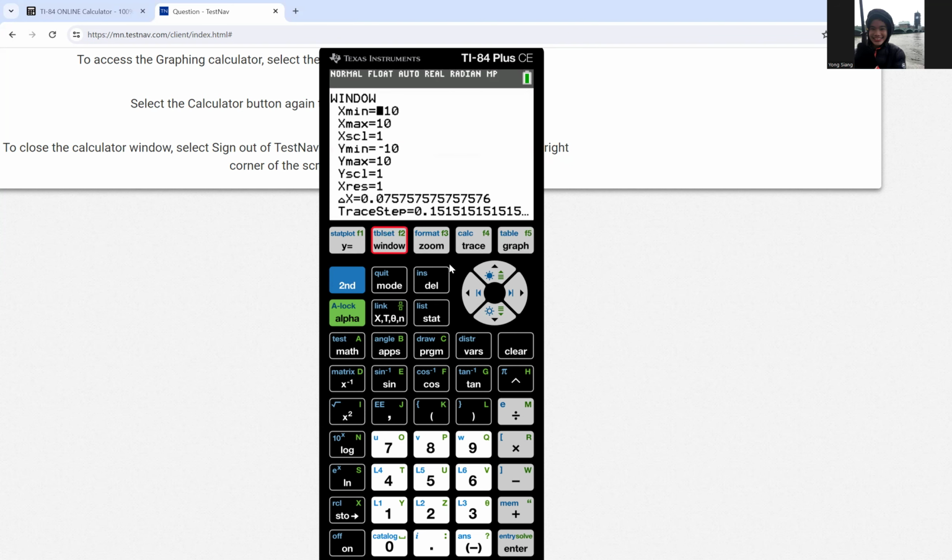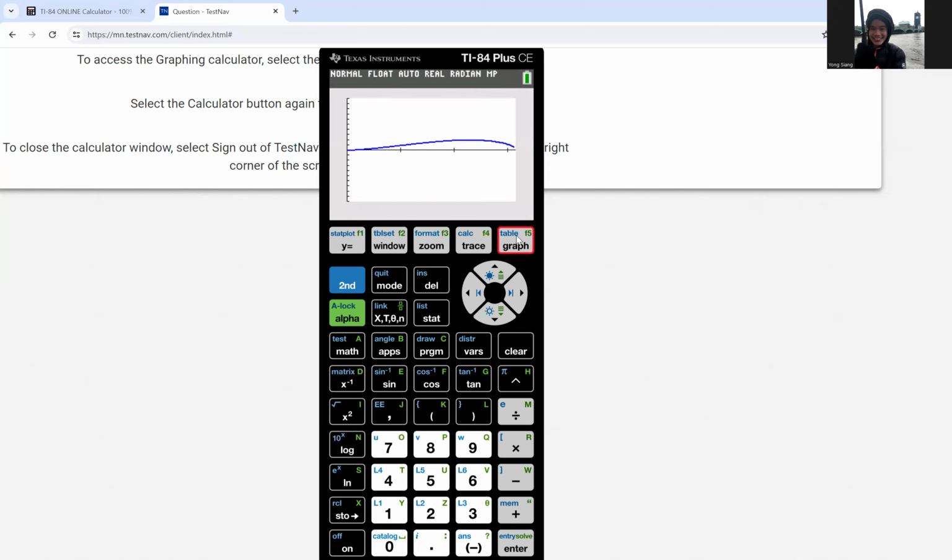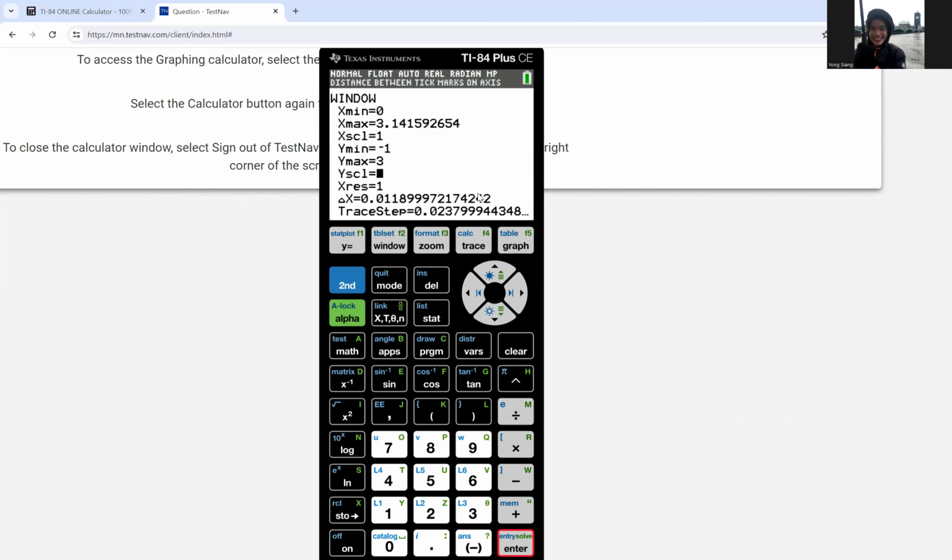So what I'm going to do is go to my window. I'm going to adjust the x minimum to be 0, and I'm going to adjust the x maximum to be pi. Now I'm going to press enter, and after that I'm going to press graph. Oops, maybe the scale is a bit too big, so I'm going to condense it. So I will change the settings of y also. Maybe this one can be -1, while this one can be maybe I try 3. Then press enter.